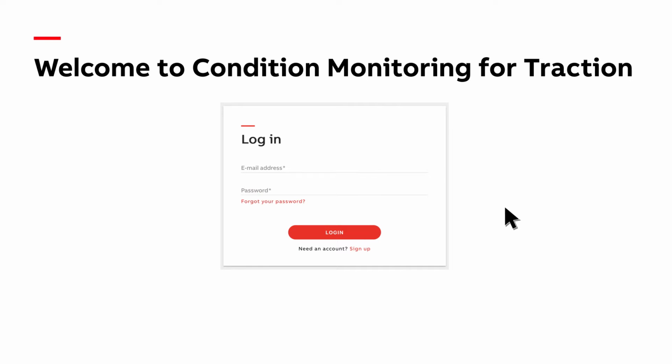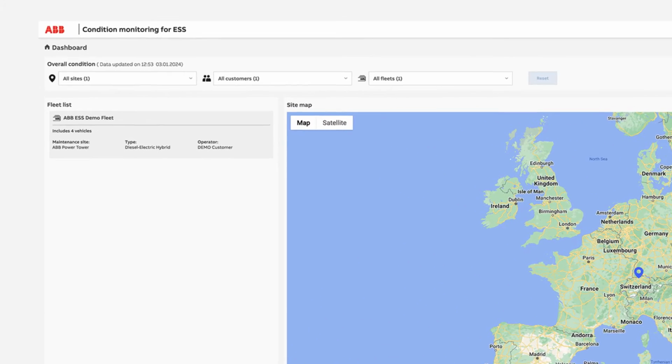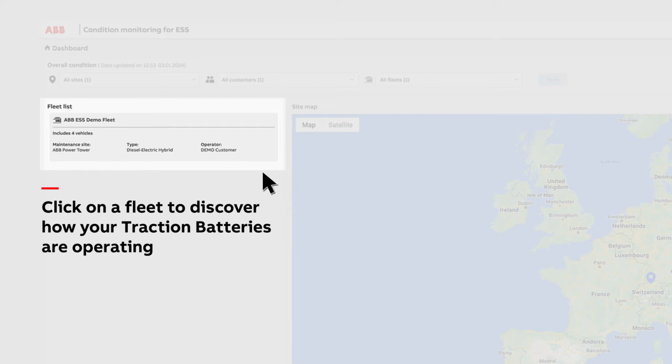Welcome to Condition Monitoring for Traction. The condition monitoring application provides fact-based insight, enabling optimal utilization of your traction batteries. Click on a fleet to discover how your traction batteries are operating.